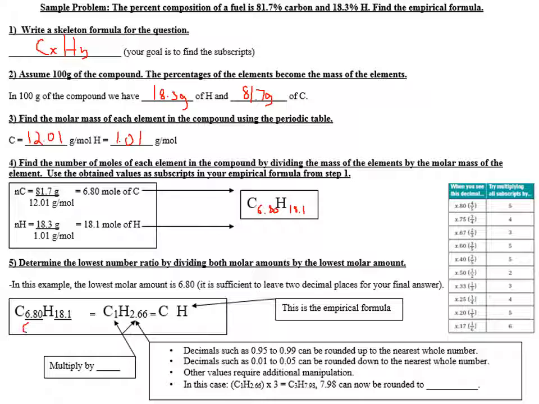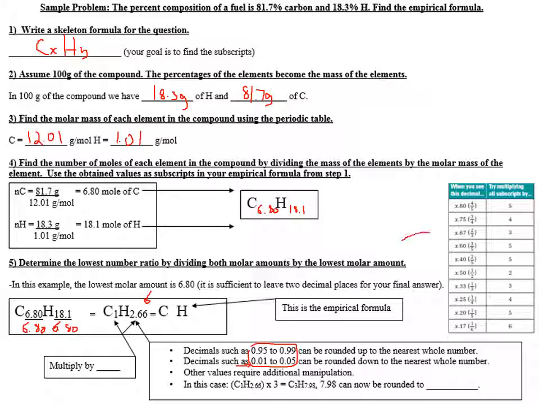So now we're going to divide by the smallest, so 6.80, to get the simplest whole number ratio. And we get C1 H2.66. Our 1 is fine, but the problem is our 2.66, we can't round it. It's not in these ranges here, or it's not smaller than this 0.01. So what we need to do is multiply by something that will make this 2.66 whole, or at least close enough that we can round it.